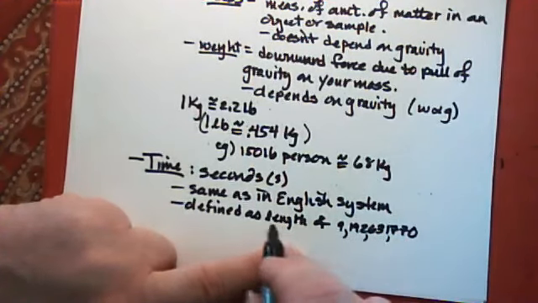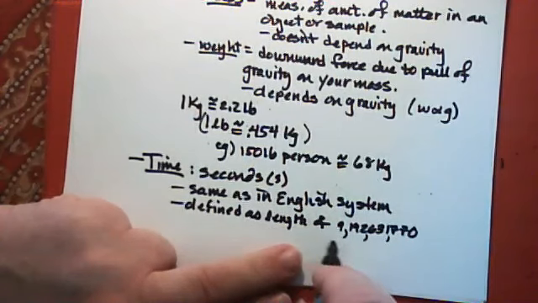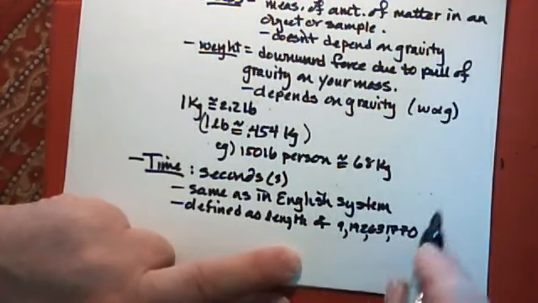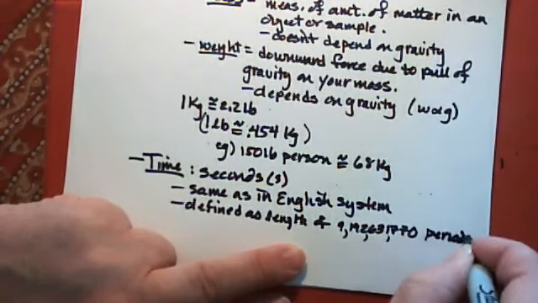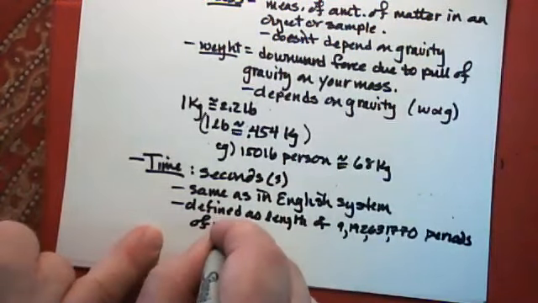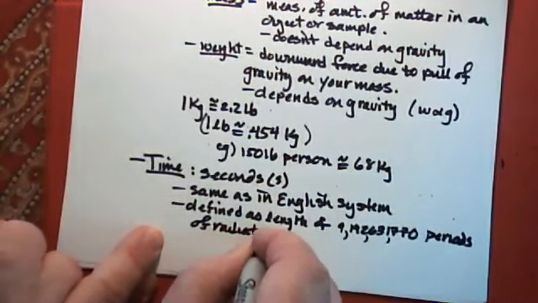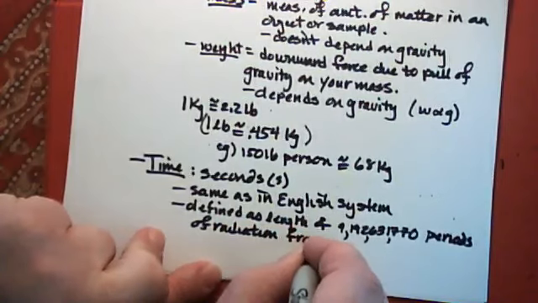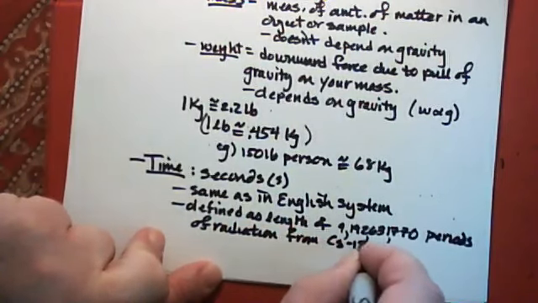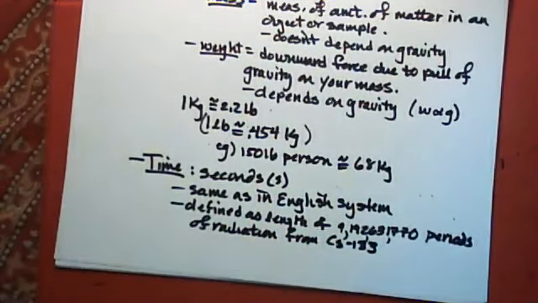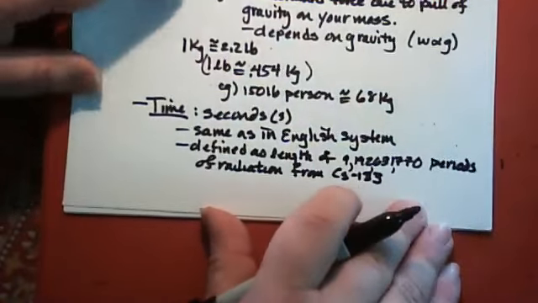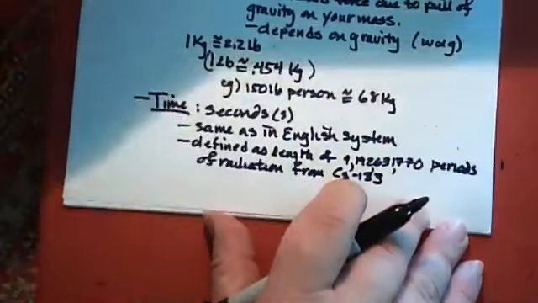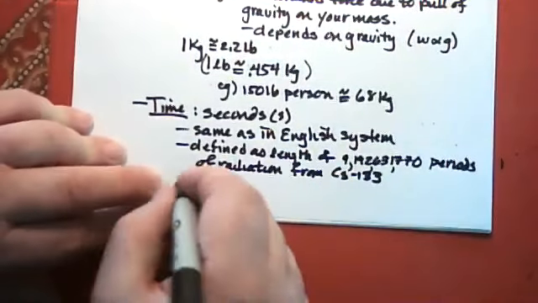So 1 second is the amount of time it takes for 9,192,631,770 periods of radiation from cesium-133. That's CS-133. You don't actually have to know that. I was just telling you what it's defined as.